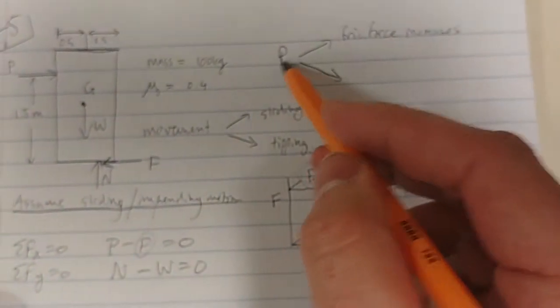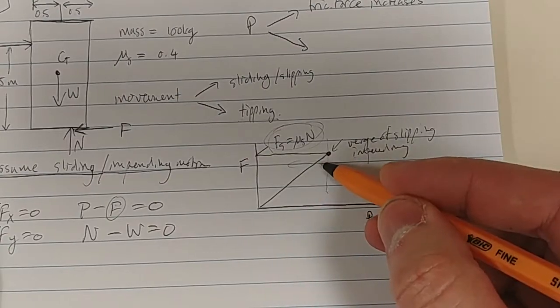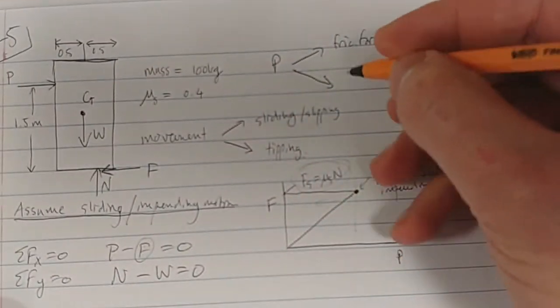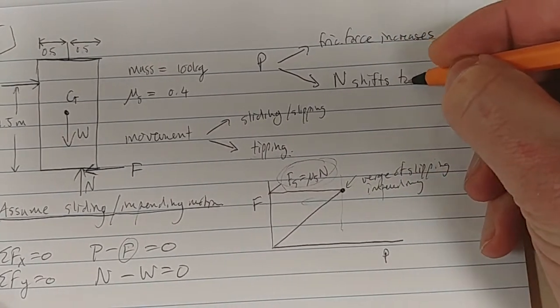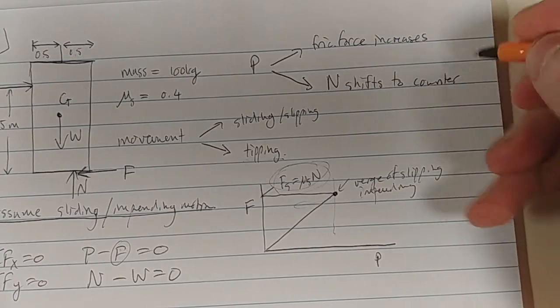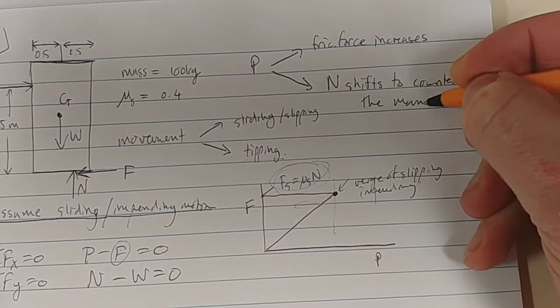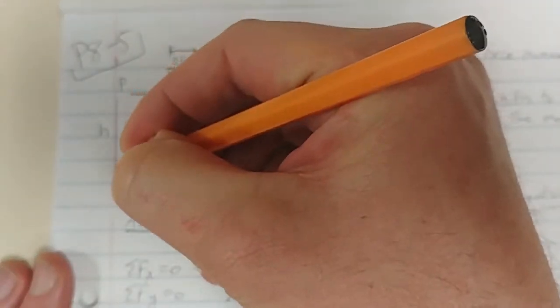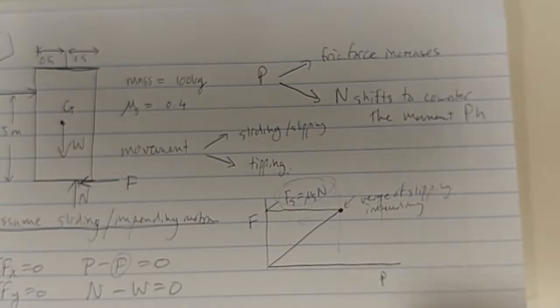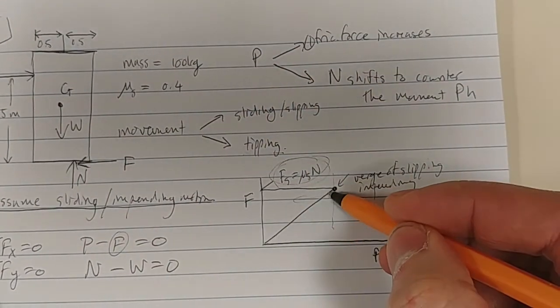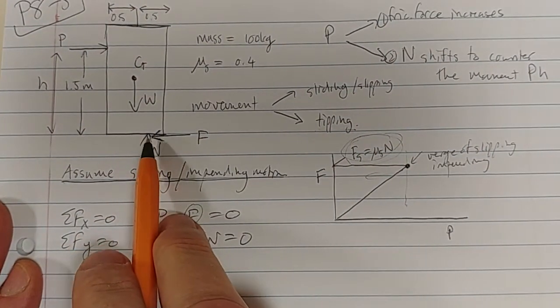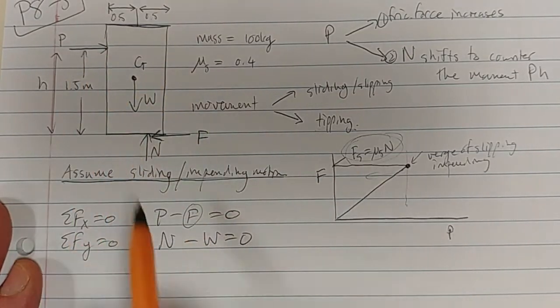Okay? So as we increase P, the frictional force increases, number one, and the second thing is the normal force shifts to counter the moment Ph, where h is that height. All right? I think that's pretty clear. So as we increase P, two things happen. The frictional force increases, and number two, the normal force shifts to counteract the moment.